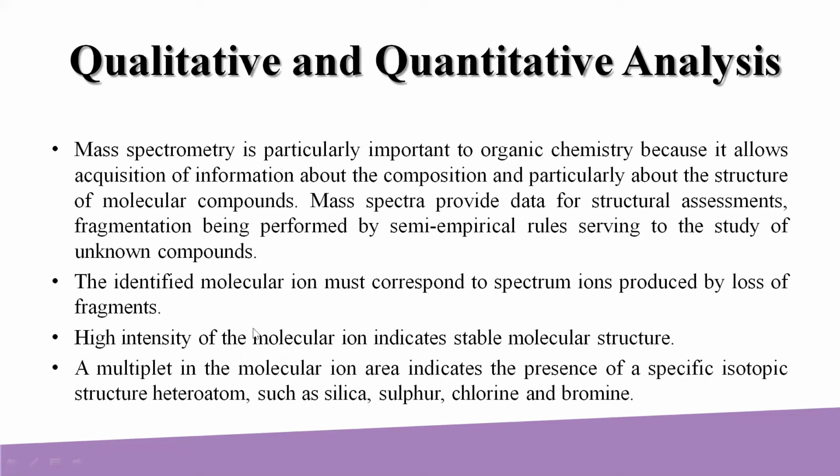High intensity of the molecular ion indicates a stable molecular structure. A multiplet in the molecular ion area indicates the presence of a specific isotopic structure of heteroatoms such as silicon, sulfur, chlorine, and bromine.